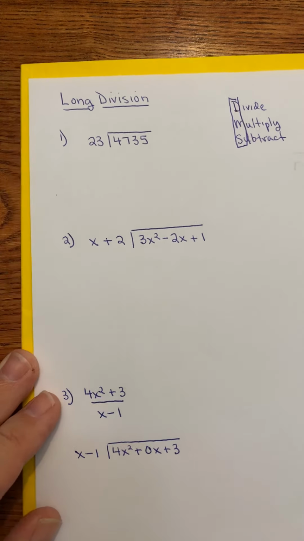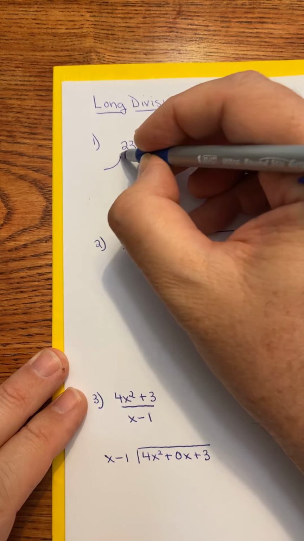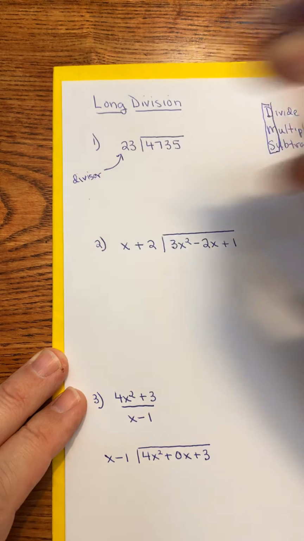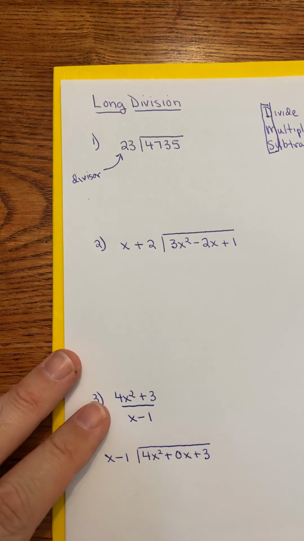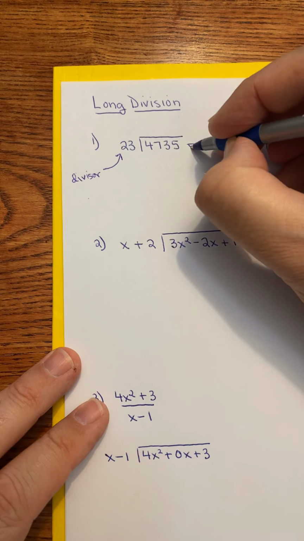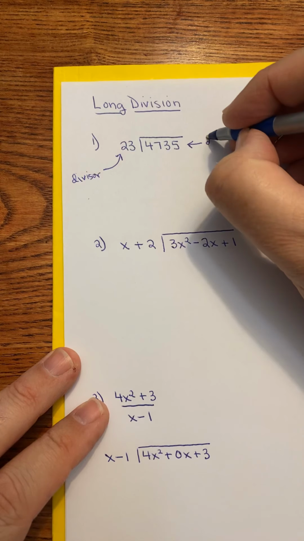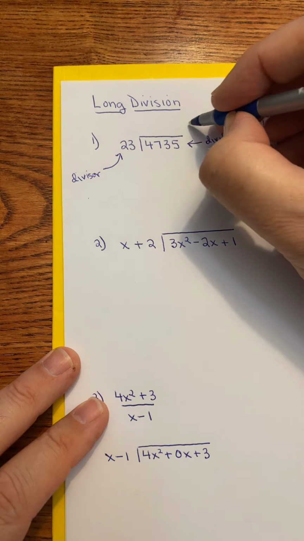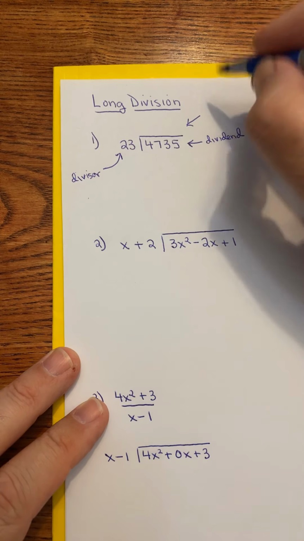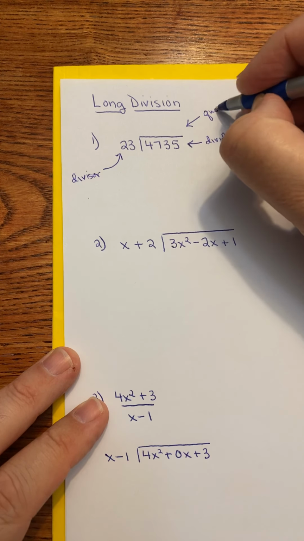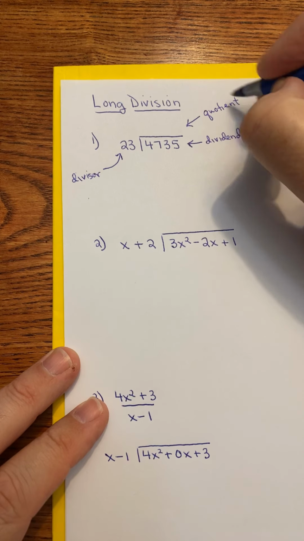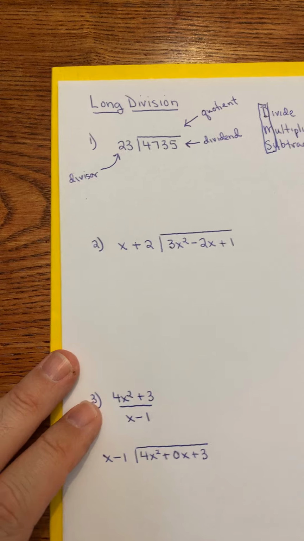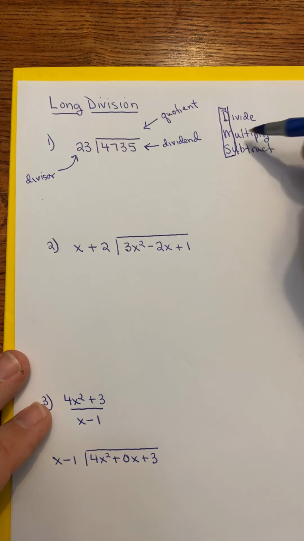So the first thing we do on this problem, let me go over some terms that are going to be helpful. This is known as our divisor. I'm going to use these terms. You need to know what I'm talking about. This is known as our dividend. And our answer, which will be up here, is our quotient. So when I use those terms, you need to know what I'm talking about. Divisor, dividend, quotient.